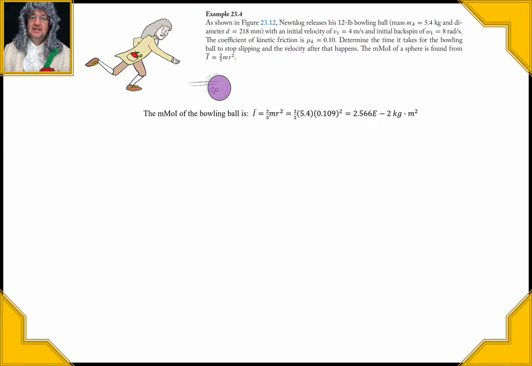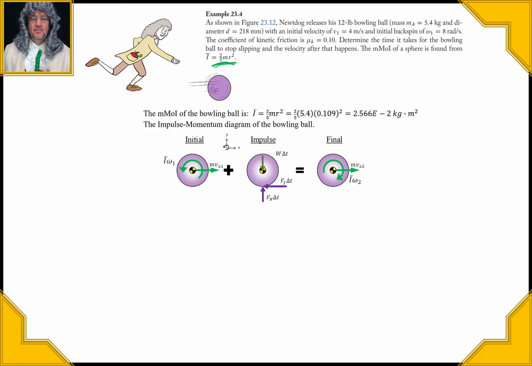and the velocity when that happens. The mass moment of inertia for a sphere, we are told, is 2/5 mass times the radius squared, okay, because that wasn't given in the table provided in chapter 19. Okay, so we use that to find the mass moment of inertia of the bowling ball, and then we make an impulse and momentum diagram of the bowling ball here.